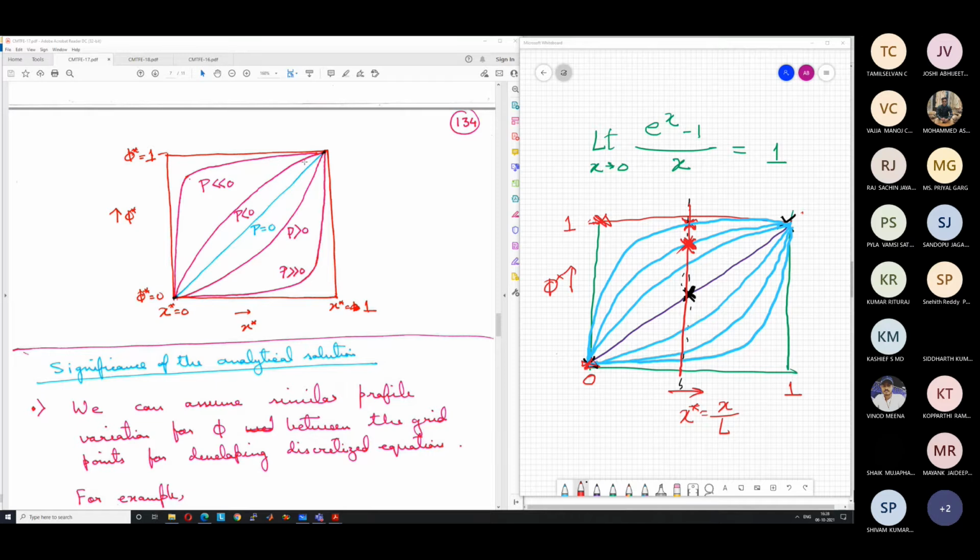Do not get confused. The upstream side now is this right hand side because the flow comes from the right hand side. So it is getting dominated by the right hand side. Always it will be dominated by the upstream side value, but the upstream side changes depending on the flow direction.